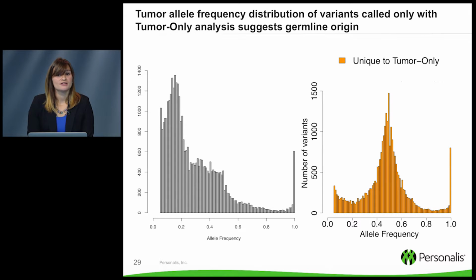To look at this, we plotted the tumor allele frequency of variants called by both modes in gray, and variants unique to tumor-only in orange again. And it's easy to see that those extra variants called by the tumor-only analysis are likely germline by their allele fraction distribution, with peaks at 0.5 and at 1.